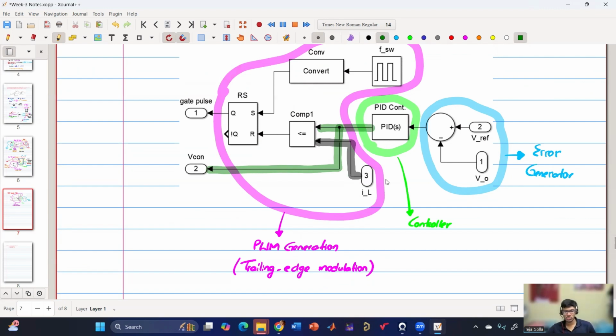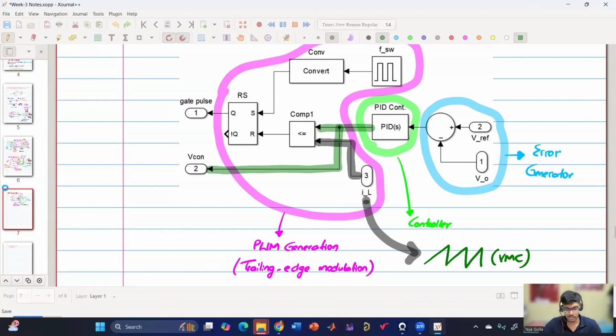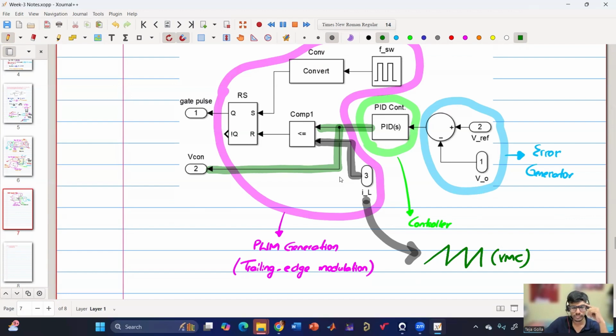In the case of voltage mode control, instead of this IL, what we'll be having is a short. In the case of voltage mode control, everything else remains the same. So that is the architectural difference. Clear?